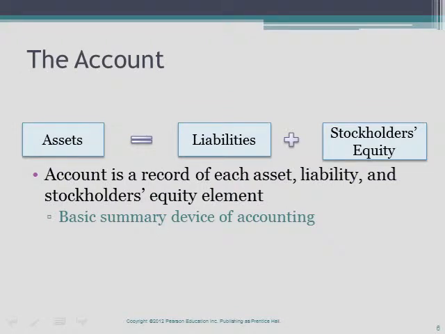The accounting equation expresses the basic relationships of accounting. And as you recall from our last class, we said that the accounting equation is assets equal liabilities plus stockholders' equity. For each asset, each liability, and each element of stockholders' equity, we use a record called the account. An account is the record of all the changes in a particular asset, liability, or stockholders' equity during a period. The account is the basic summary device in accounting.